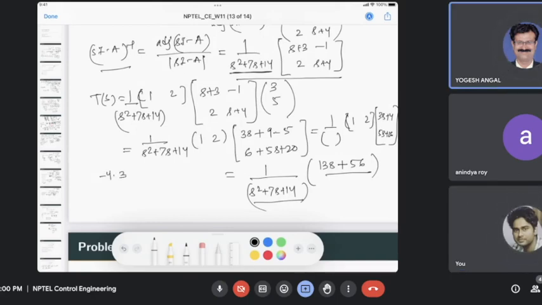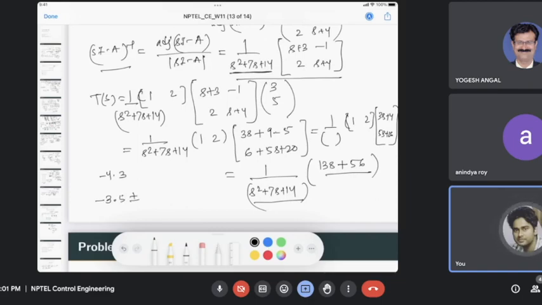138 plus 56. So poles will be at minus, after multiplying 1 2 with 3s, this one, no? So I will just use this calculator to solve. Okay. So the poles will be then, okay, 1, 7 and 14. So okay, minus 3.5 plus minus j 1.32. So the zero is at this point and the poles are at these points.